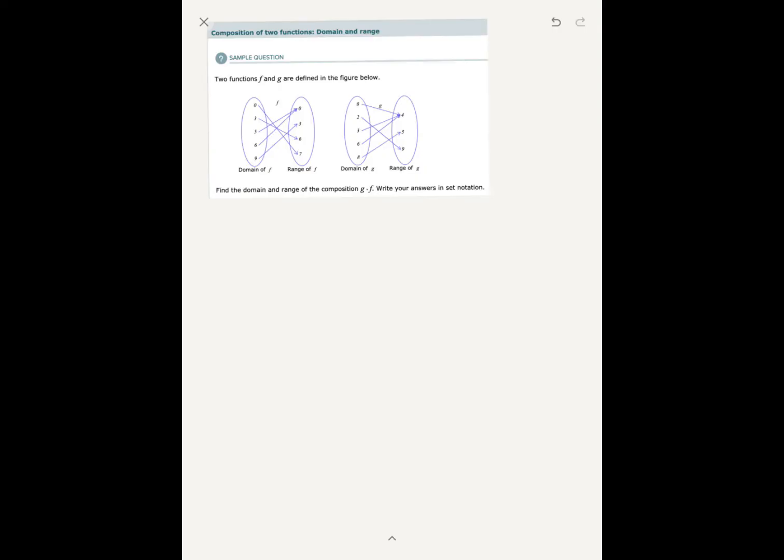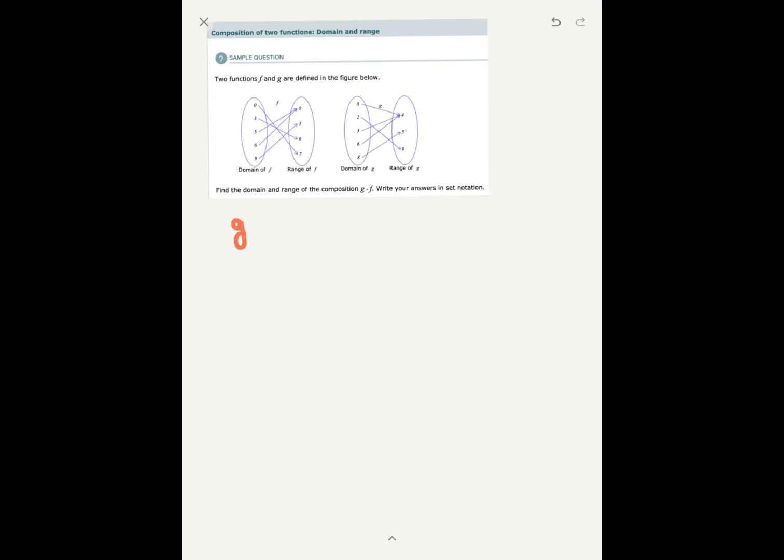Hi, this is Conra, and today I am working on a problem where we are taking the composition of two functions, which are given to us as diagrams, and we are trying to find the domain and the range of that composition. So first of all, I want to make sure that I know which problem I am doing.